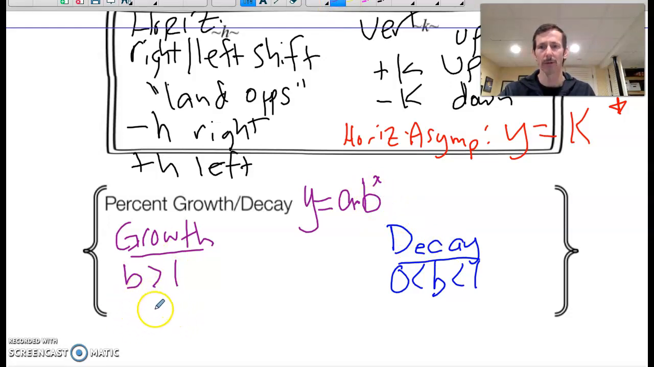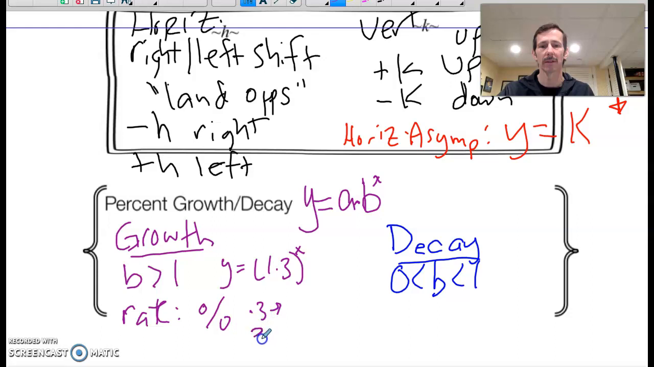I will tell you that the growth rate will be written as a percentage. And so if I had an equation like y equals 1.3 to the x, this is bigger than 1, so this would be exponential growth. And how much bigger than 1 is it? It is 0.3, so it would be a 30% growth rate.